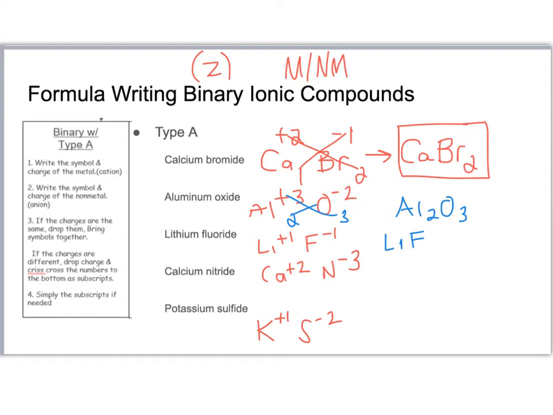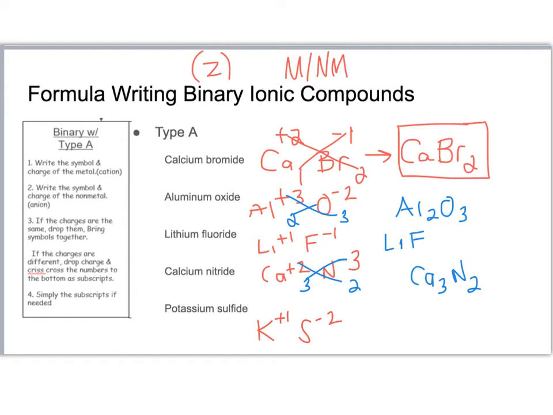For calcium nitride, the chemical formula for calcium ion is Ca plus 2. For the nitride ion, it's N minus 3. Those two charges are not the same, so we're going to drop the charges and crisscross the numbers down to get Ca3N2. And our last example, potassium is plus 1, sulfur is minus 2.